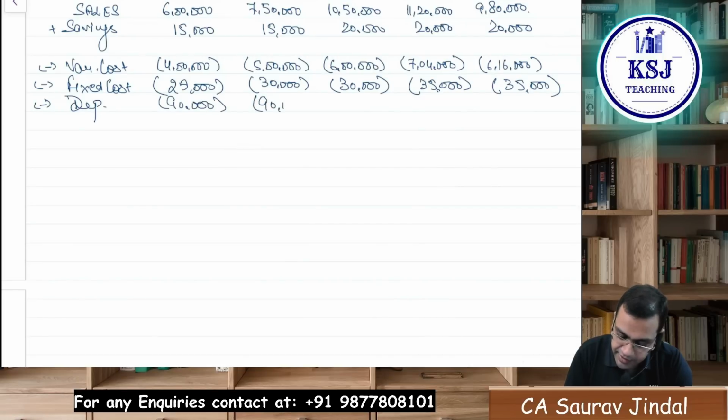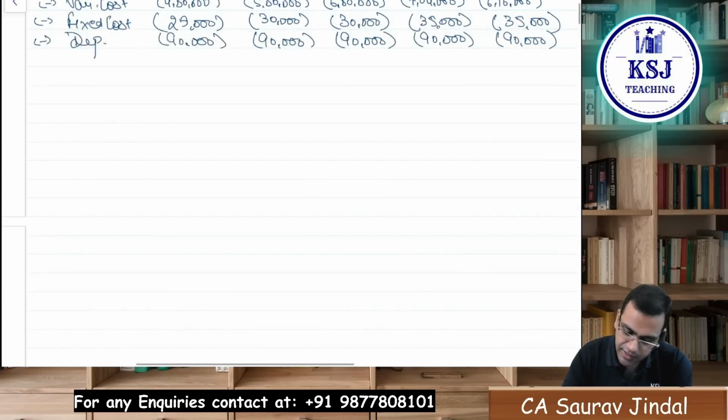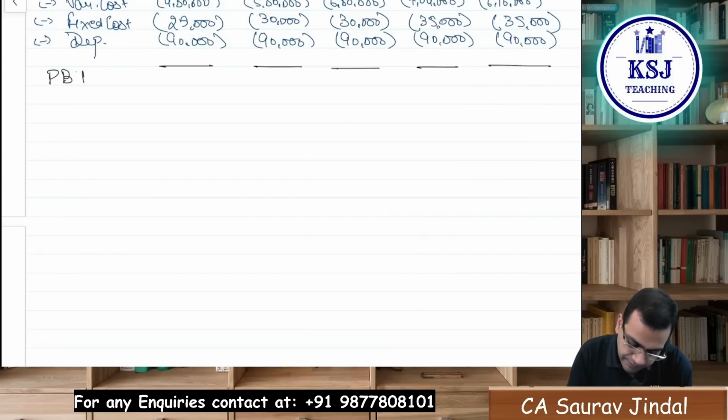Second year 90,000. Third year 90,000. It is under the straight line method, so it will be 90,000 for all the years, right? So after this, sales minus variable cost minus fixed cost minus depreciation, what will you get? You will get the profits before taxes, right? So from here, what you will get is the profit before taxes, PBT.